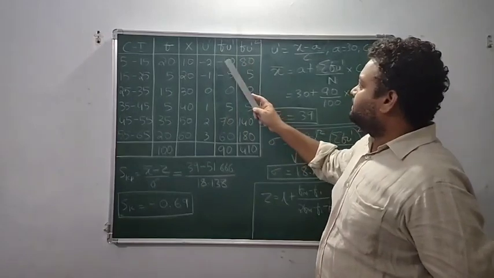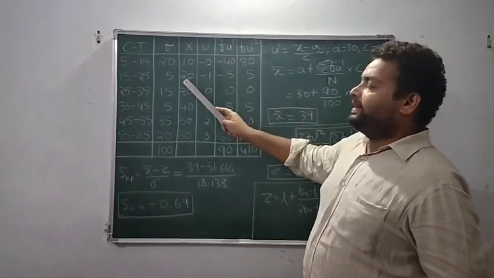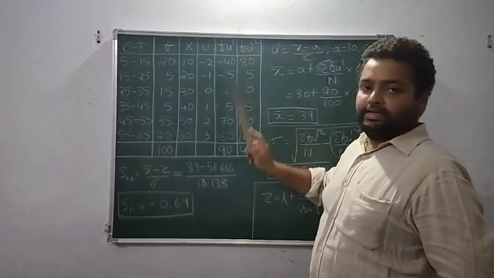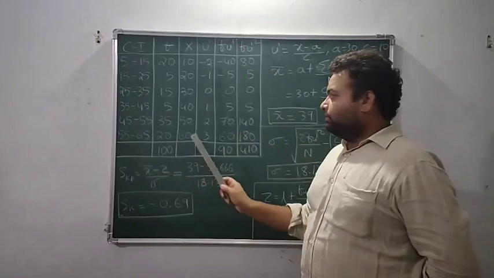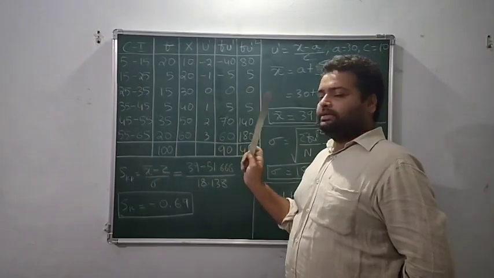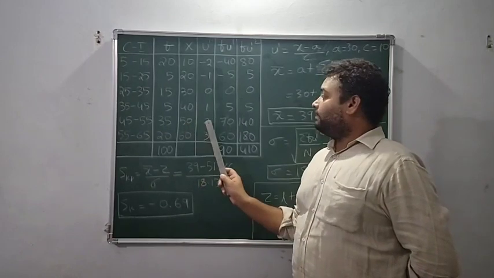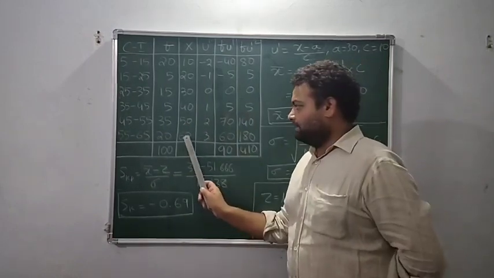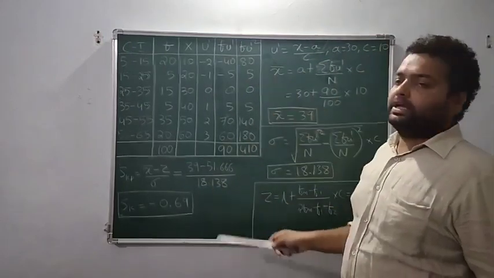So 10 minus 30 divided by 10, the answer is minus 2. 20 minus 30 divided by 10, the answer is minus 1. 30 minus 30 divided by 10 is 0. 40 minus 30 divided by 10 is 1. 50 minus 30 divided by 10 is 2, and 60 minus 30 divided by 10 is 3. So we have obtained our u dash values.